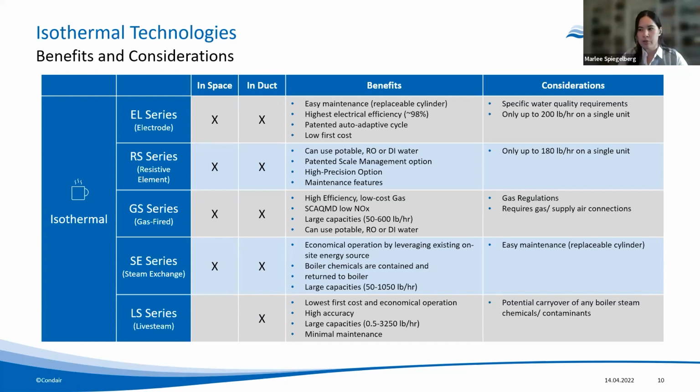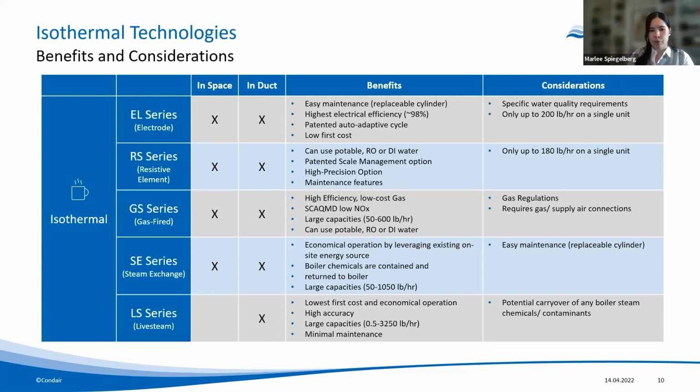Starting with the electrode system, that's the most common humidifier on the market. A benefit is it's very easy to maintain because of that replaceable cylinder, and it has very high electrical efficiency, but it only goes up to about 200 pounds, and you have to have specific water quality. That conductivity has to be really in that sweet spot to get optimal efficiency and not scale up the cylinder too much or not be able to boil at all.